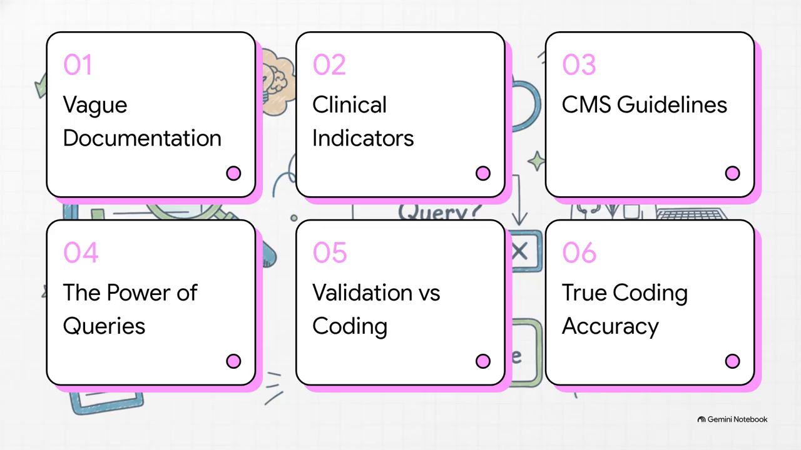1. The vague documentation problem. 2. Spotting vital clinical indicators. 3. CMS guidelines and resources. 4. The power of queries. 5. Clinical validation versus coding. And finally, 6. Achieving true coding accuracy.